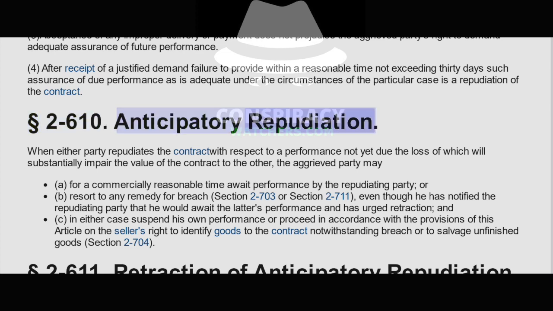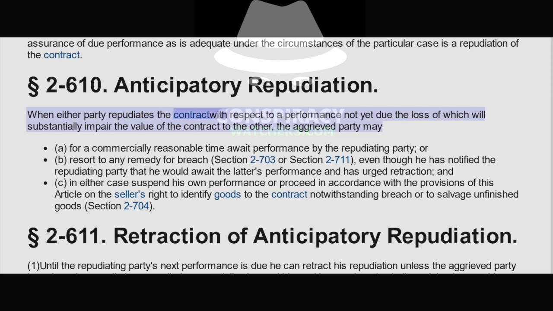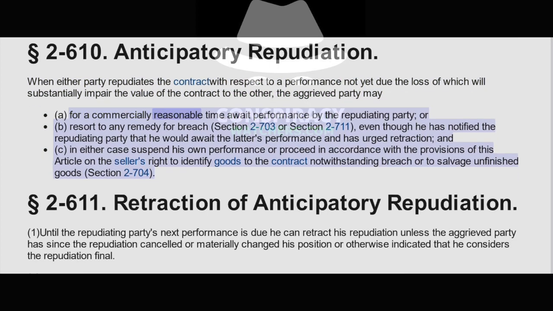Anticipatory repudiation. When either party repudiates the contract with respect to a performance not yet due, the loss of which will substantially impair the value of the contract to the other, the aggrieved party may, for a commercially reasonable time, await performance by the repudiating party, or resort to any remedy for breach, even though he has notified the repudiating party that he would await the latter's performance and has urged retraction, and in either case suspend his own performance or proceed in accordance with the provisions of this article on the seller's right to identify goods to the contract notwithstanding breach or to salvage unfinished goods.